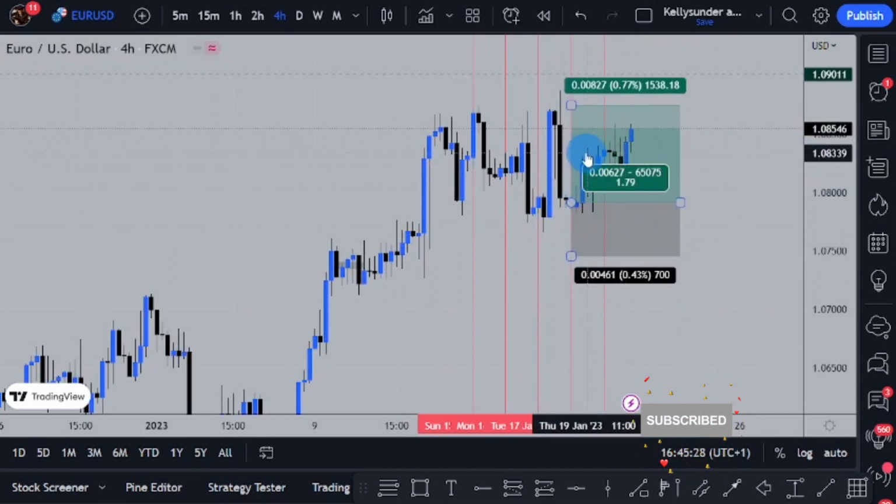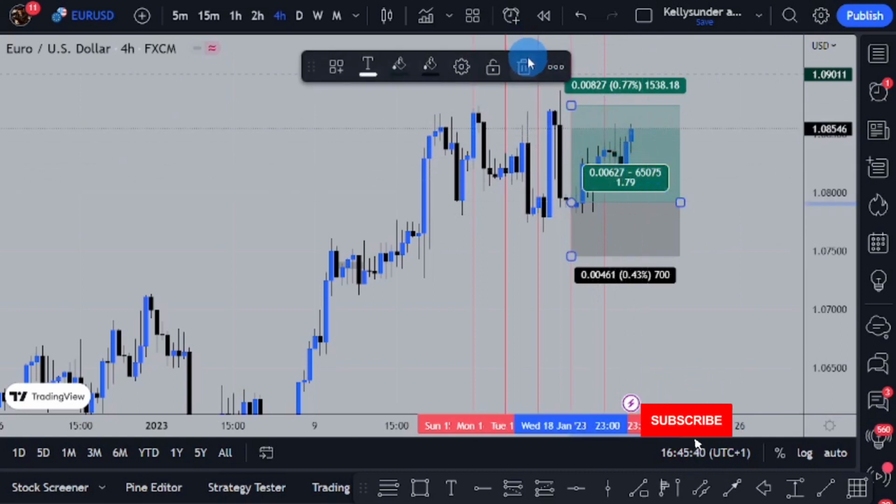So you can see why I took this out. Once this impulsive first move happened, this was where I closed. You can see it came back to my entry. I did not enter again, I was just watching the market. It tried to go up here and still came back down again.